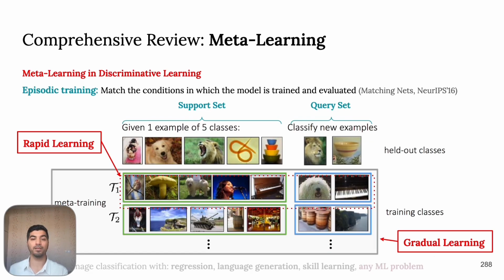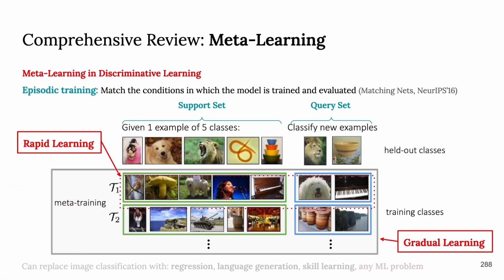The model will be trained on the support set and then will be evaluated on the query set. The loss on the query set will be used to update our meta parameters. Same for task two, we randomly sample five other classes from training classes. For each class, we randomly sample one image as support set and other images as query set. So within each task, we have a rapid learning. And throughout these tasks, we have gradual learning, which learns the meta knowledge.